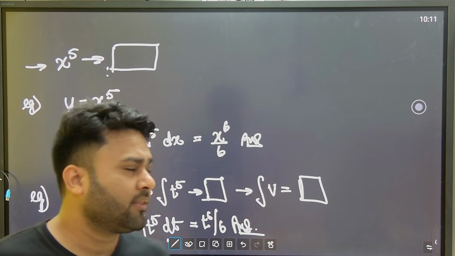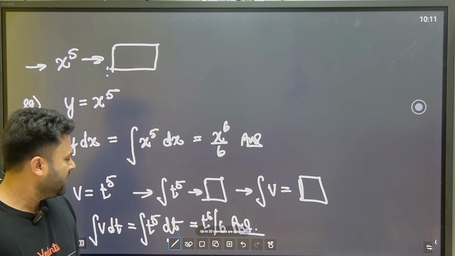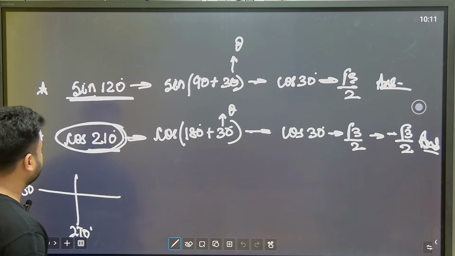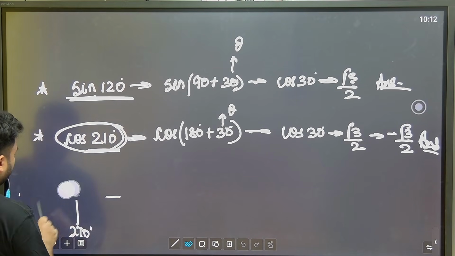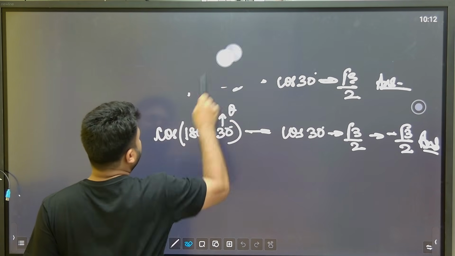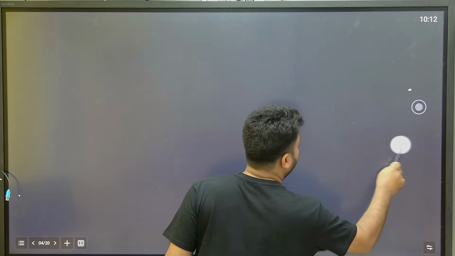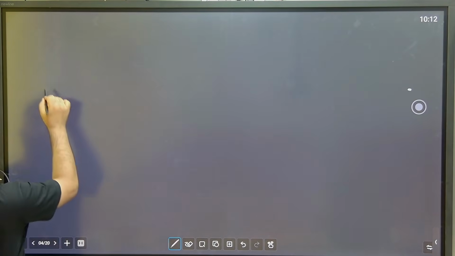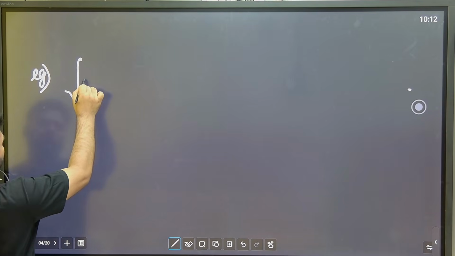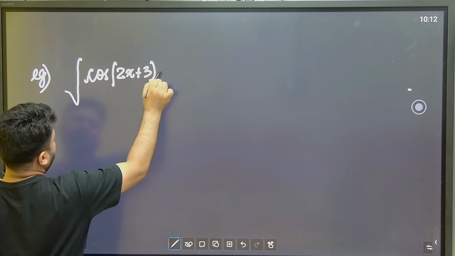Okay. Clear? Now here also, in integration also, we have that Kachra method. That Kachra method I told you in differentiation. In integration also we have this Kachra method. For example, someone asked what is the integration of cos of 2x plus 3 dx.